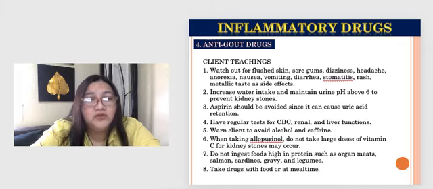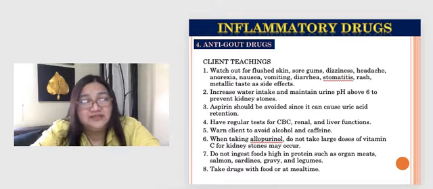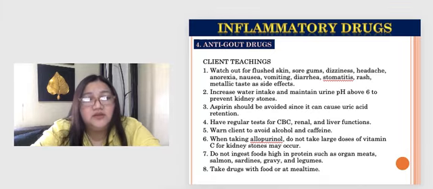No alcohol, no caffeine. When taking allopurinol, do not take large doses of vitamin C. Baka magkaroon ng kidney stones. Ayaw nga natin ng calculi. Number 7, do not ingest these foods high in protein. Sila yung nagkukos ng mataas na uric acid. And number 8, it is best to take the drug with food or at mealtime.